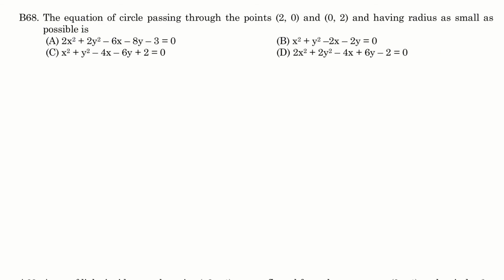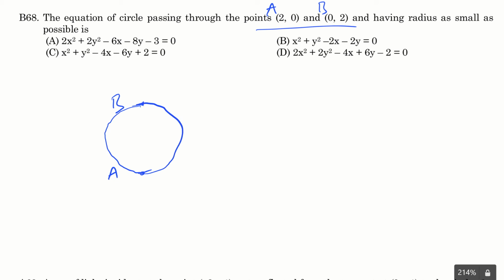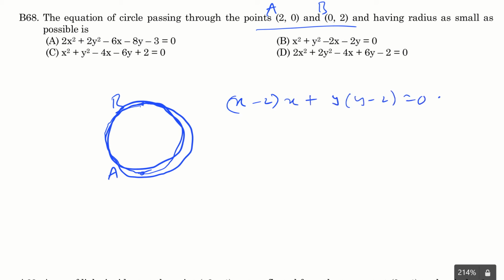Now look at the description of the problem. You want a circle passing through these 2 points. If I call them A and B, you want a circle passing through these 2 points A and B, and also having the smallest radius. So basically you are looking for the smallest circle passing through these 2 points. So it is nothing but the circle having these 2 points as the diameter. So the required circle is x minus 2 into x minus 0 plus y minus 0 into y minus 2 equal to 0. So the rest is obvious. Simplifying, you are getting your answer.